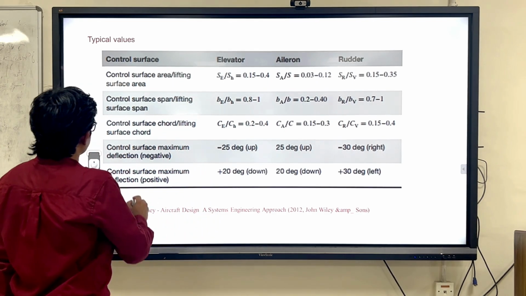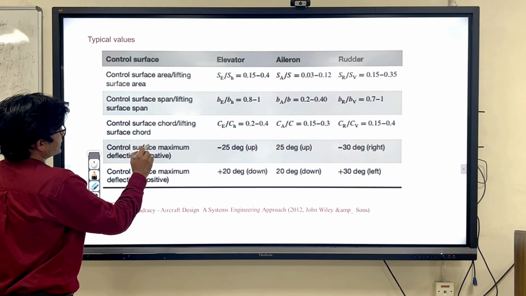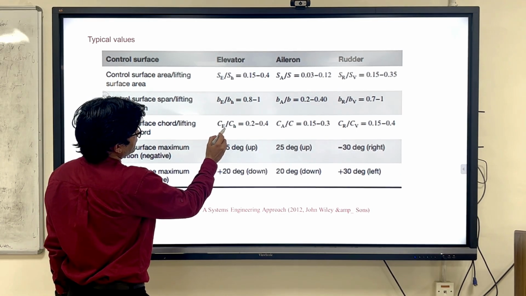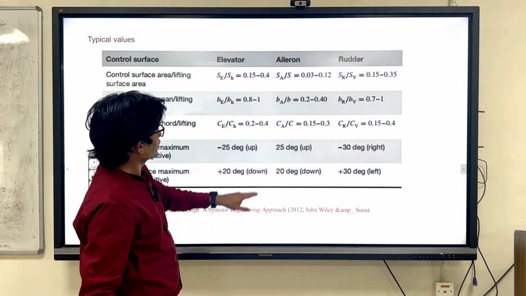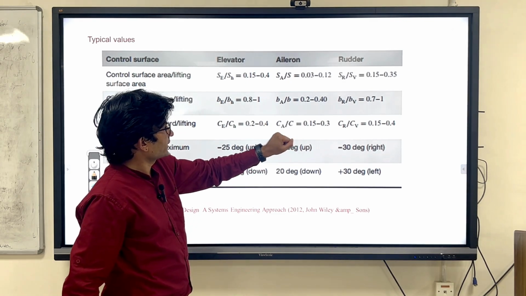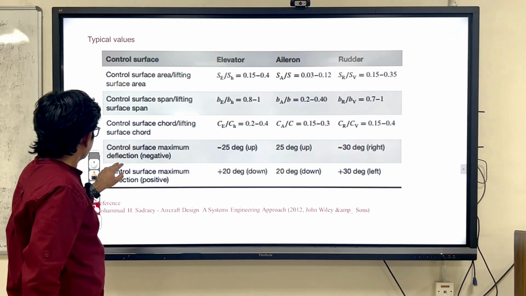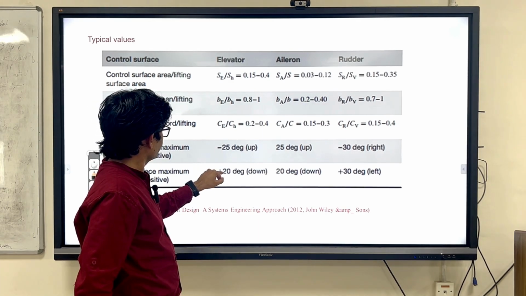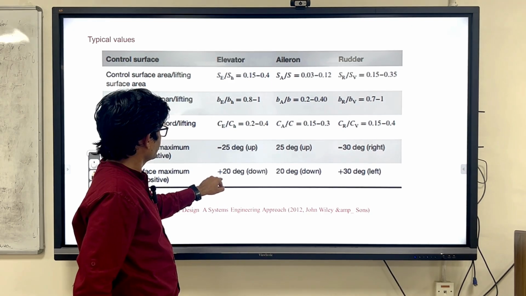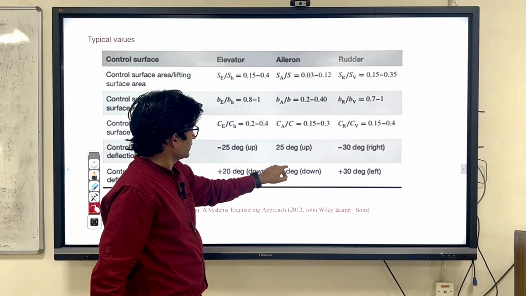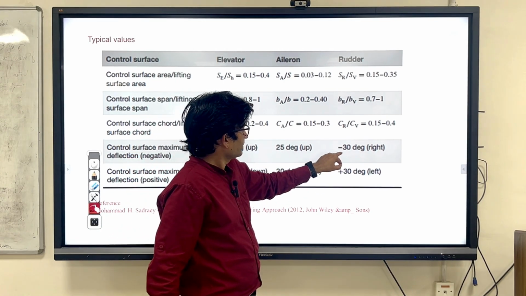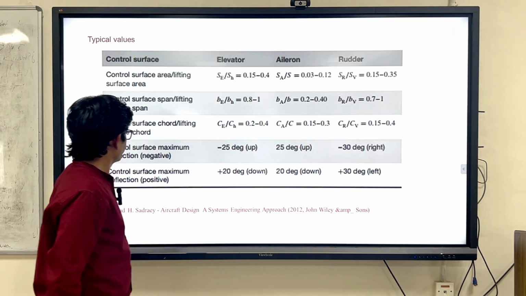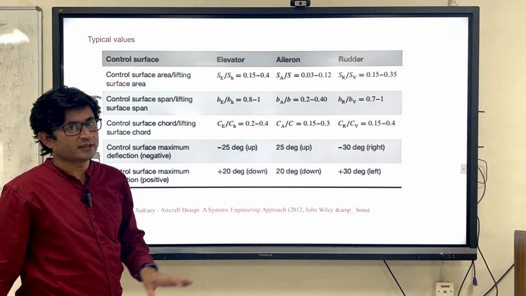And for the control surface chord, in the elevator case the ratio of elevator chord to horizontal tail chord is 0.2 to 0.4, for the aileron case it is 0.15 to 0.3, and for the rudder case it is 0.15 to 0.4. And you can see the control surface deflection limits are also given, where the elevator limit is minus 25 to plus 25, for the aileron case plus 20 degrees down and 25 degrees up, and for the rudder case plus or minus 30 degrees. Minus 30 degrees is considered to be right, and plus 30 degrees is considered to be left. Okay, so these are the historical data already published.